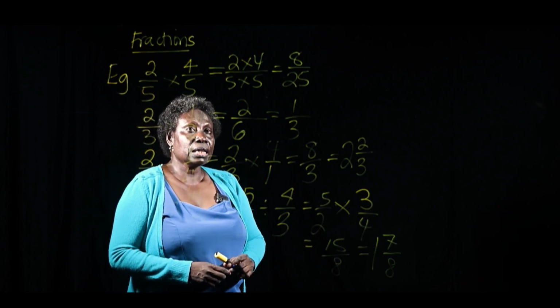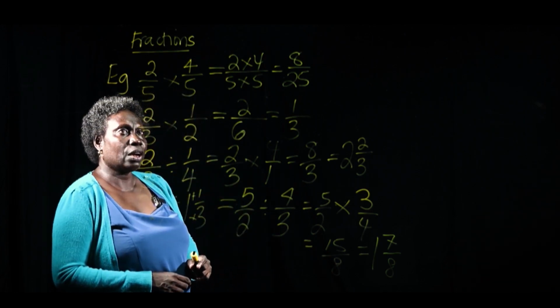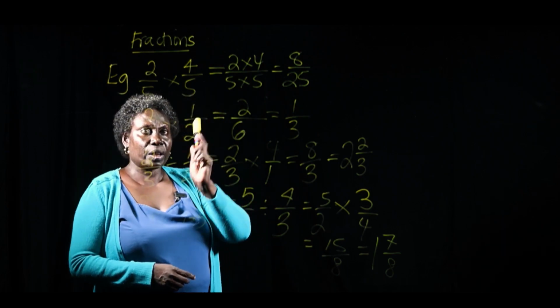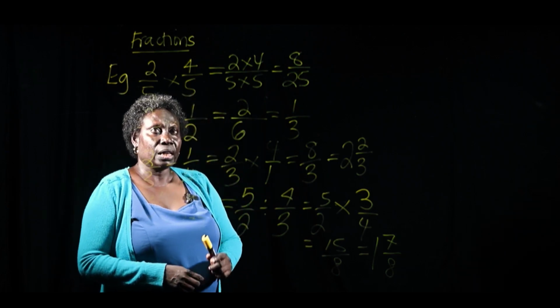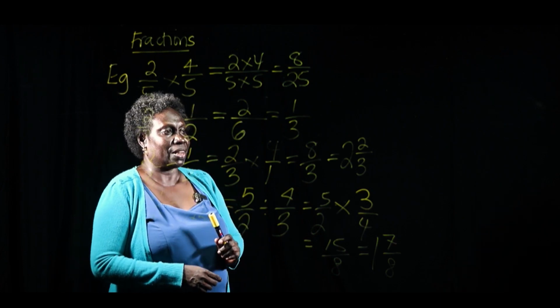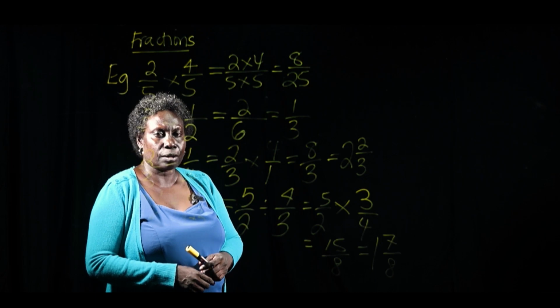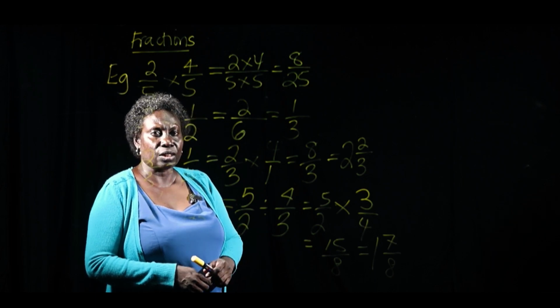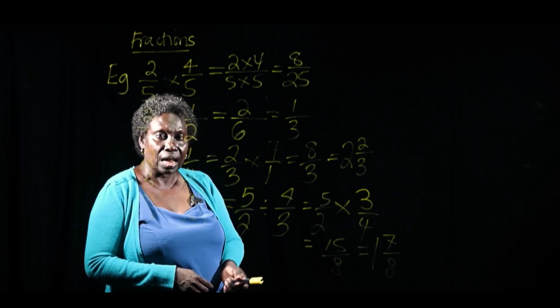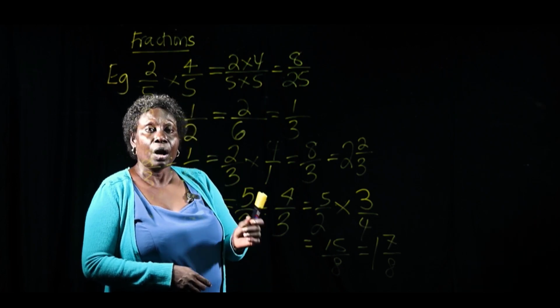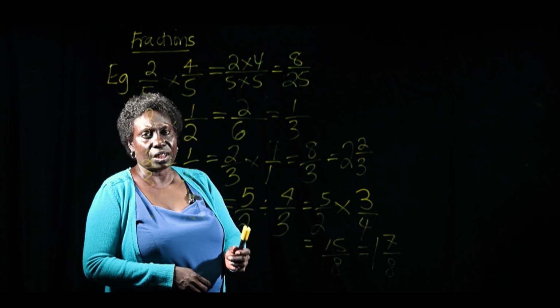Okay. In today's lesson, we looked at multiplication and division of fractions. When we multiply, we multiply the numerators and then the denominators. When we are dividing, we change the division sign to a multiplication sign and we multiply by its reciprocal or its inverse, the inverse of the divisor.